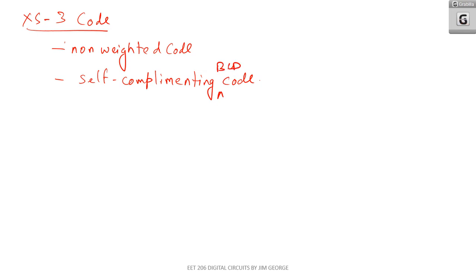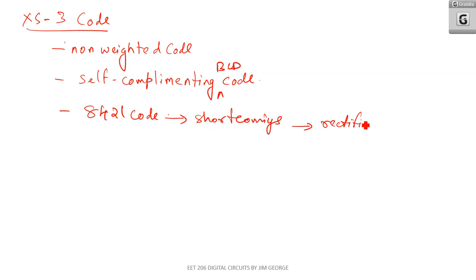Again, see, the 8421 code has some shortcomings. That is also rectified in the Excess-3 code. So basically the Excess-3 code is a non-weighted, self-complementing BCD code, and it overcomes the drawbacks of the 8421 code. What the drawback of the 8421 code is, I will deal with by the end of this lecture, or you will understand the shortcomings of the 8421 code.